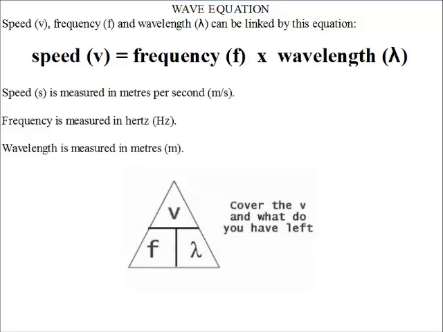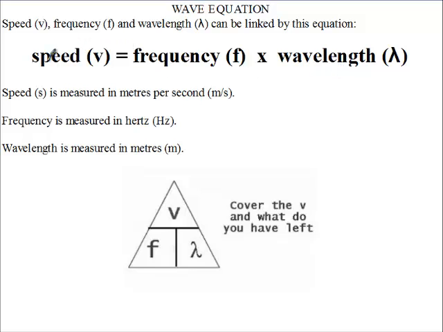Wave has an equation. Equations are things we usually see in physics. Now, speed, frequency, and wavelength can be linked by this equation. The speed is equal to the frequency times the wavelength.